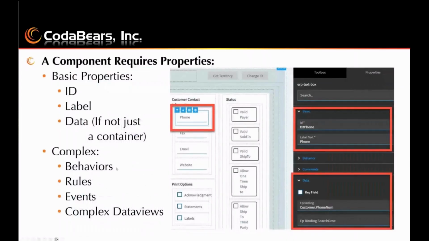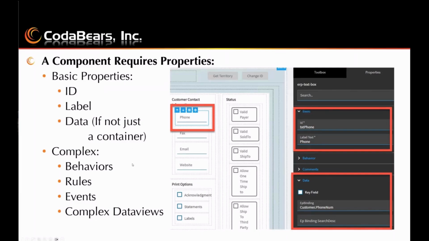So a component requires properties. When we talk about a component, it'll need basic properties in order to work. So for this one, you can see that this is our component, and then when we go over to the properties tab on here, you'll need basically an ID, a label text. Every single one is going to need that. And then sometimes they'll need data, sometimes they won't, but you'll see that under data.